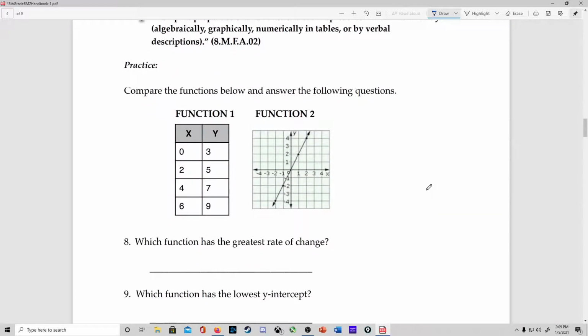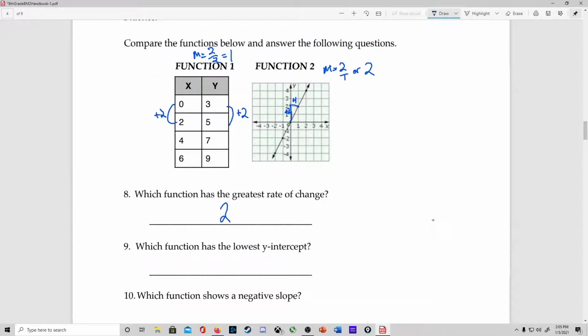All right, so this one, we want to compare these two functions. So which function has the biggest rate of change? So again, for these, we want to do our rise, which is +2, over our run, which is +2. So for this one, our m is equal to 2 over 2, okay, or 1. And on this one, we can see our rise is going up 2 over 1, so +2 over +1. So this one, our m equals 2 over 1, or 2. So which function has the greater rate of change? Well, that's going to be function 2.